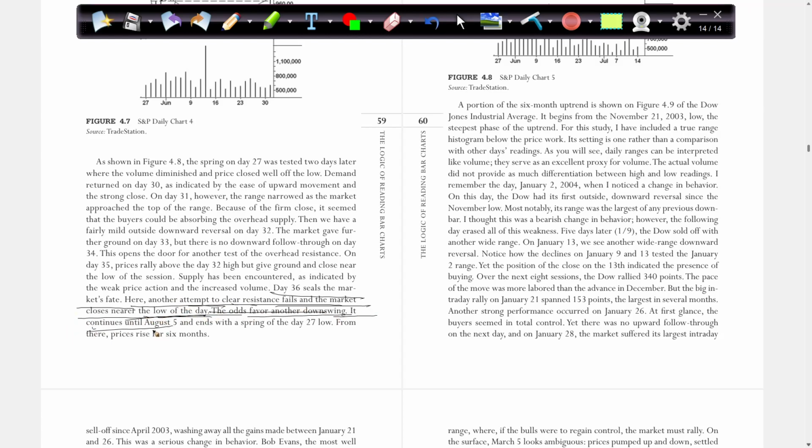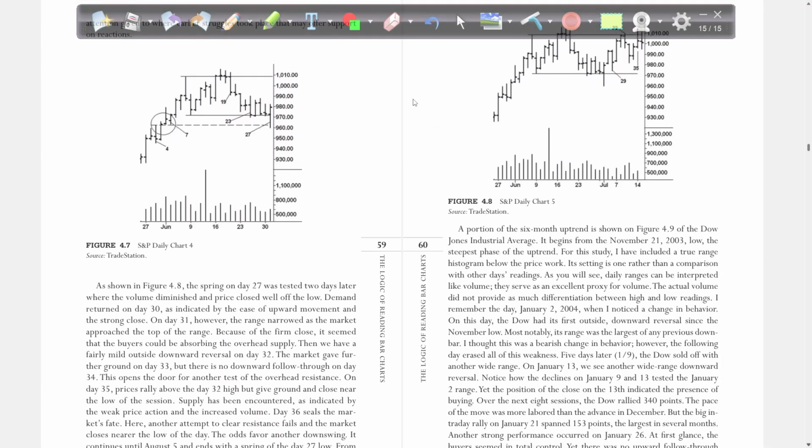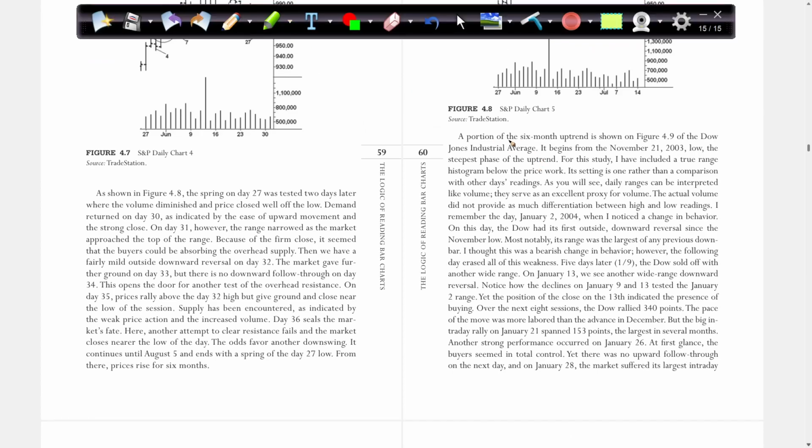It continues until August 5th and ends with a spring of the day 27 low. From there prices rise for 6 months. Now a portion of the 6 month uptrend is shown in figure 4.9 of the Dow Jones Industrial Average. It begins from the November 21st, 2003 low, the steepest phase of the uptrend.